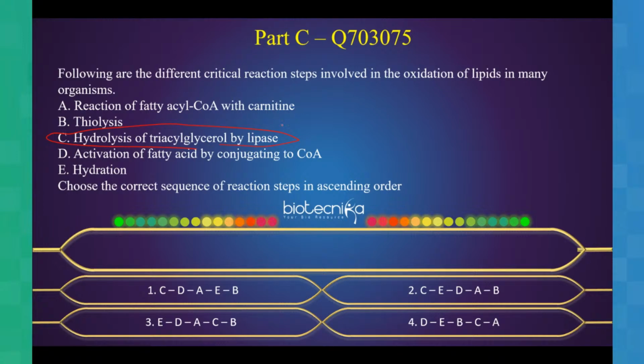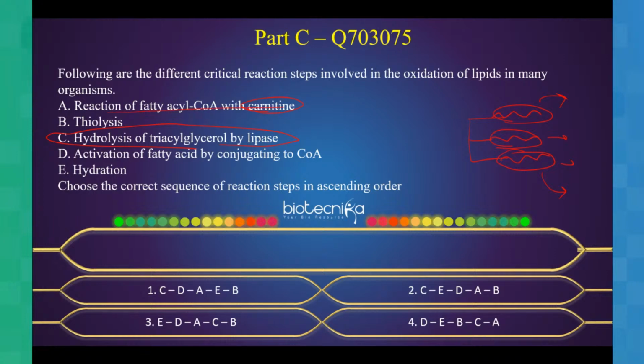Okay, so fatty acids, we know they are broken down from triacylglycerols, which have a glycerol backbone where 3 fatty acids are attached. So each of these fatty acids needs to be first broken down. Then these individual fatty acids will be transported to the mitochondria, and through the carnitine shuttle they will be transferred.